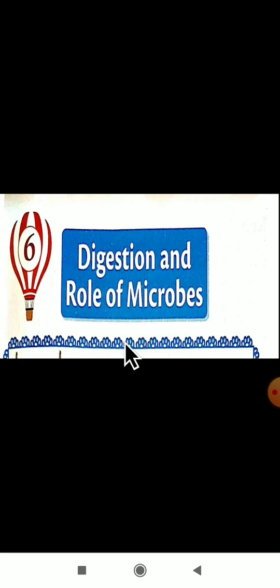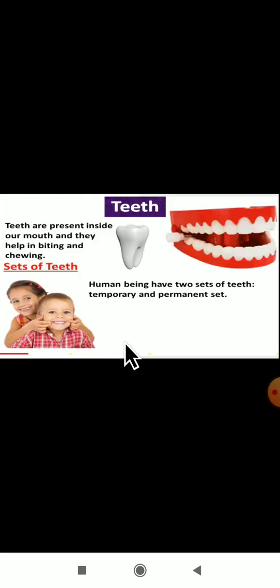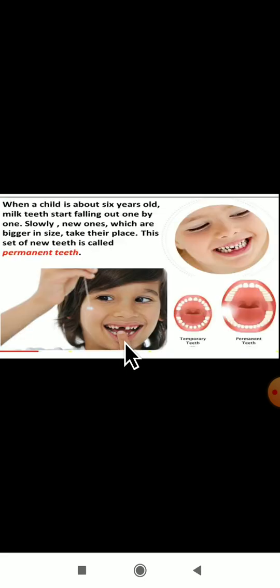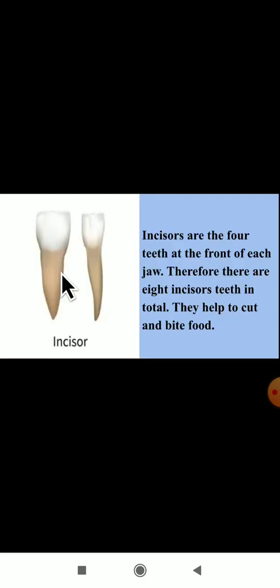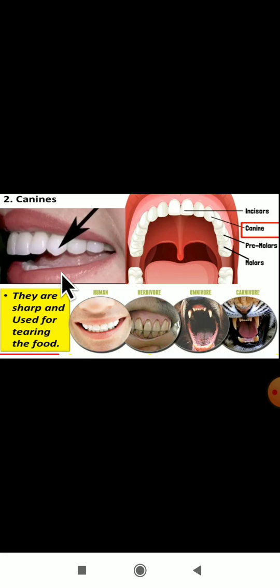Yes, dear students, in the last video class, we discussed the sets of teeth. Next, we discussed the types of teeth. How many types of teeth do we have? We have a total of 4 types of teeth. Incisors are used for cutting and biting the food, and we have 4 incisors in our mouth. Next, we have canines. Next to the incisors, there are canines. They are sharp and they are used for tearing the food.